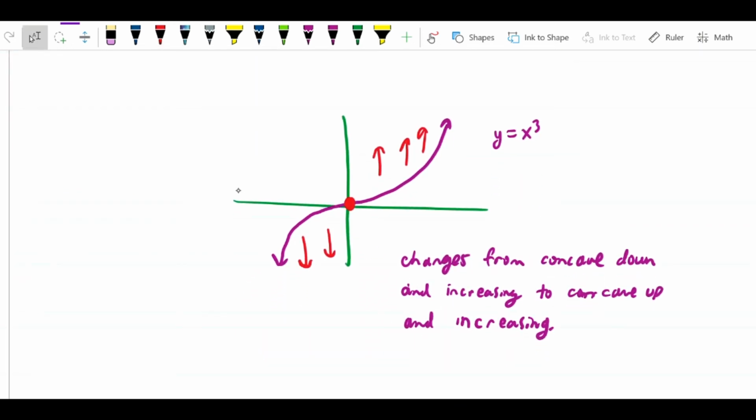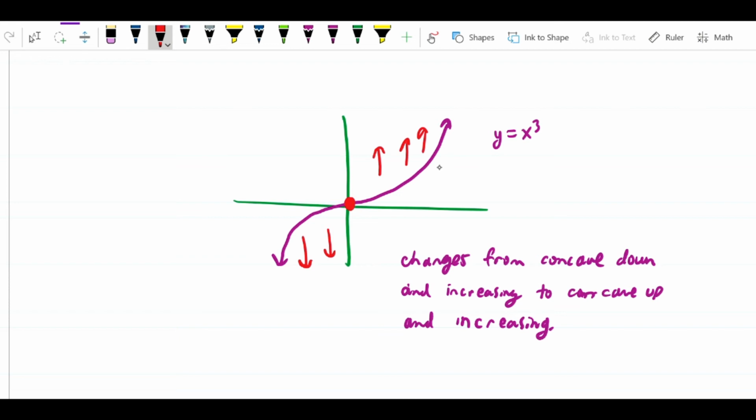This, by the way, is just an example of what it looks like when we change from concave up to concave down. So here we have the function y equals x cubed. I think you're mostly familiar with the shape of this curve. This is concave down to the left of the y-axis, and it's concave up to the right of the y-axis. It's increasing on both sides of the y-axis.